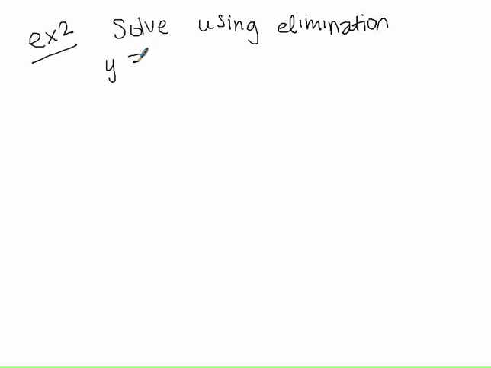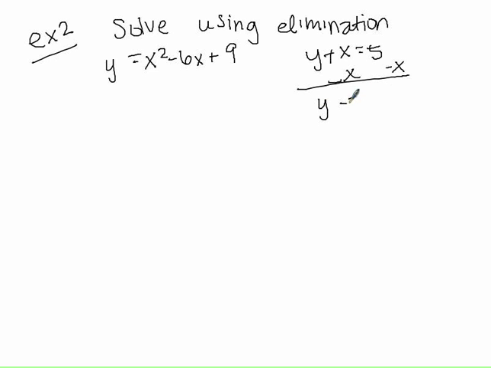So we've got y equals x squared minus 6x plus 9. And then we've got y plus x equals 5. I misspoke earlier. So in this scenario, y is not isolated in both of these, which I want it to be isolated. So I'm going to subtract x from both sides here. So that'll leave me with y is equal to negative x plus 5.